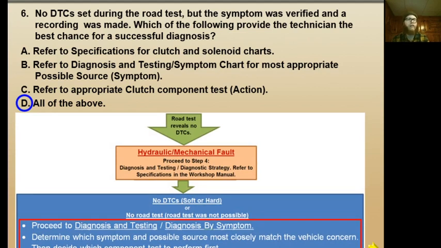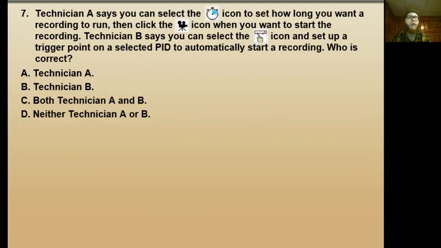So we're going to look at this in some of the subsequent questions, but this is not talking about, oh, the clutch should have this much clearance to it. What they're referring to is under the specifications section, you can find apply charts, which will help us figure out which clutches and which solenoids could be causing this fault. Refer to diagnosis and testing symptom chart. That makes sense. Refer to the appropriate clutch component test. That makes sense as well, because it's going to be these apply components that make our transaxles and transmissions work.